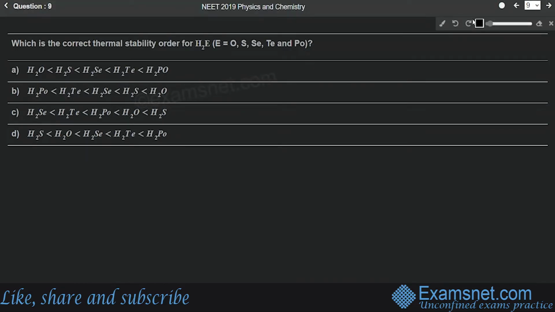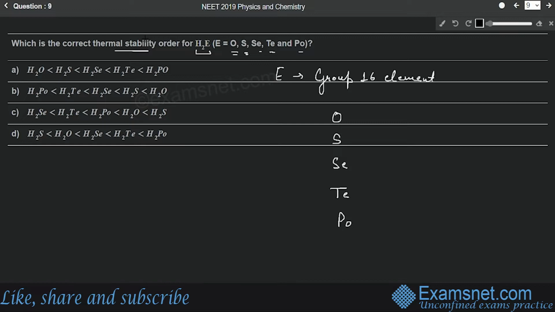Now question number 9 is from the chapter P block elements, and the question is, which is the correct thermal stability order for H2E, where E is oxygen, sulfur, selenium, tellurium and polonium. That means E is some group 16 element, because all these elements belong to group 16. Now we know that the order of elements in group 16 is like this: oxygen, then sulfur, then selenium, then tellurium and then polonium.